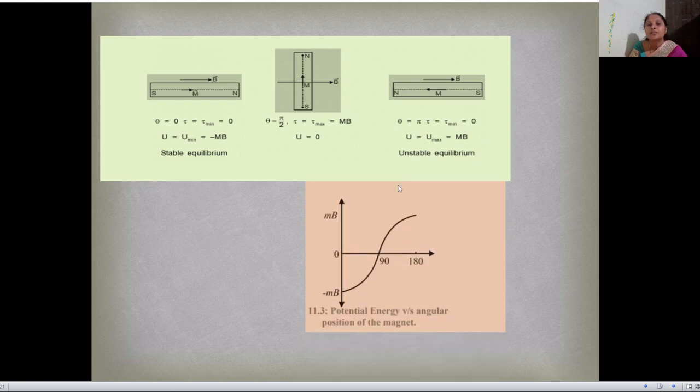Also shown graphically is the potential energy versus the angular position of the magnet, and the potential energy as a function of θ is given in this figure.